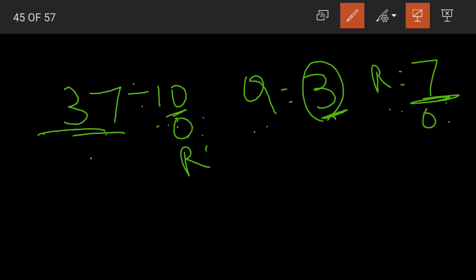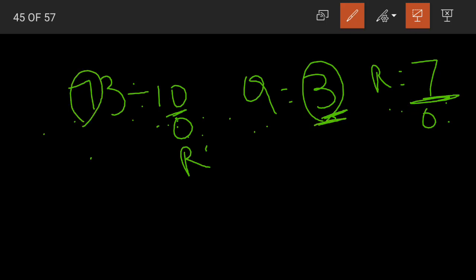Now suppose you wrote 73. Now compare from 73, what becomes the quotient? 7 becomes the quotient. But what is given here? 3 is given as the quotient. So that means your answer is wrong. The correct answer is 37.